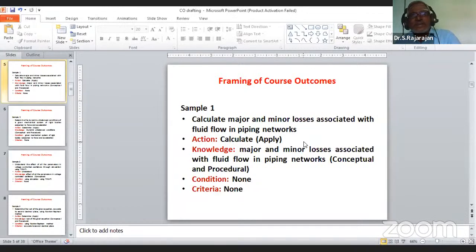If the question is right, the maximum attainment. If only 50% of students answered this particular CO, only 50% attainment. We have to fix the threshold. This is what the NBA accreditation process you would have understood.